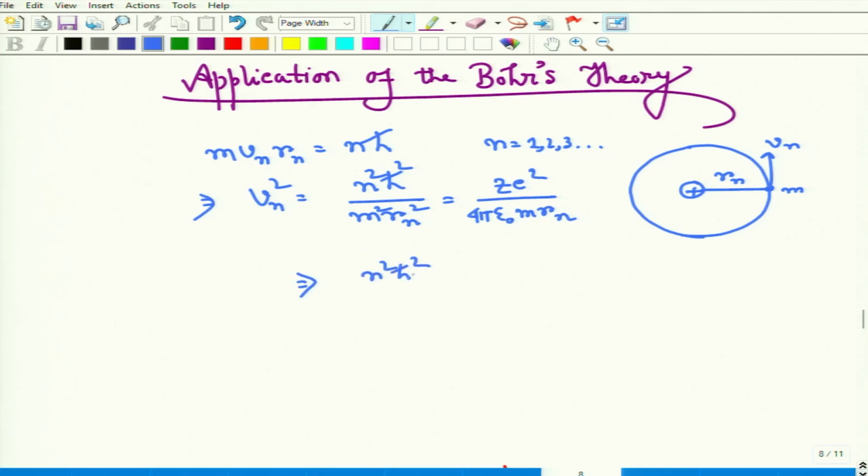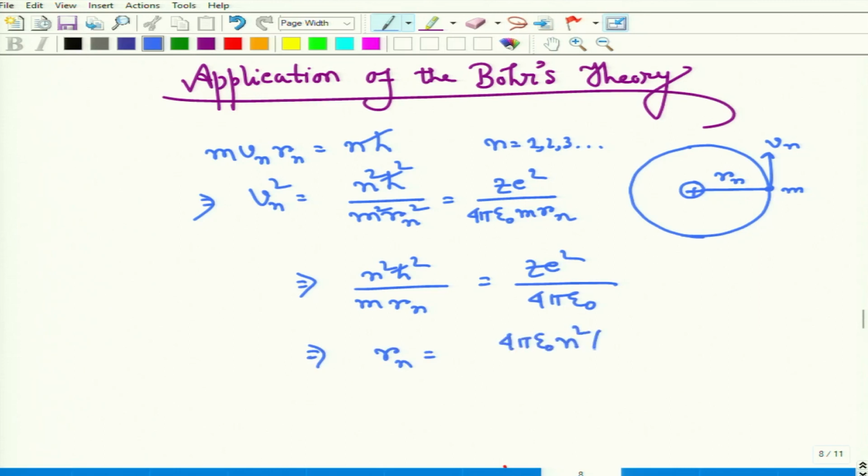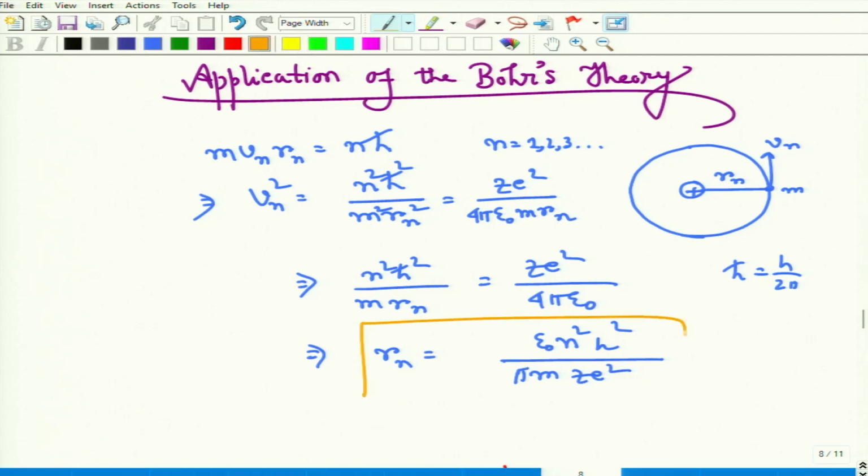n² ħ² m Rn is equal to Z e² by 4π ε₀. So now Rn will be 4π ε₀ n² ħ² by m Z e². If we put ħ equal to h by 2π, then it will be h² and 4π². So 4π will cancel out, and there will be only π. Okay, so this is the radius of the nth Bohr orbit.